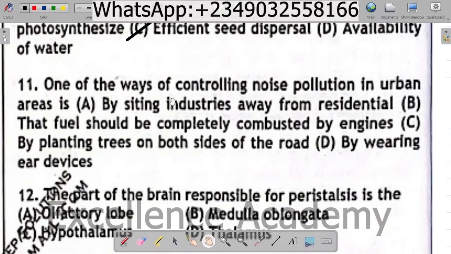Question 11. One of the ways of controlling noise pollution in urban areas is: A. By siting industries away from residential areas. B. That fuel should be completely combusted by engines. C. By planting trees on both sides of the road. D. By wearing ear devices. The correct option is A. By siting industries away from residential areas. By doing this, noise pollution could be controlled in urban areas.